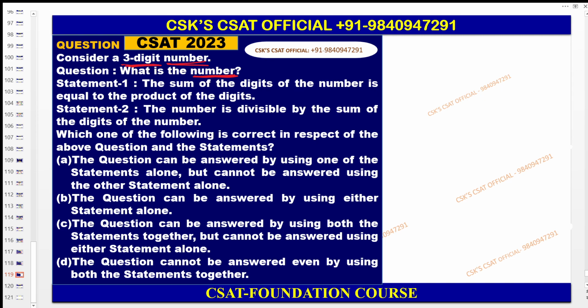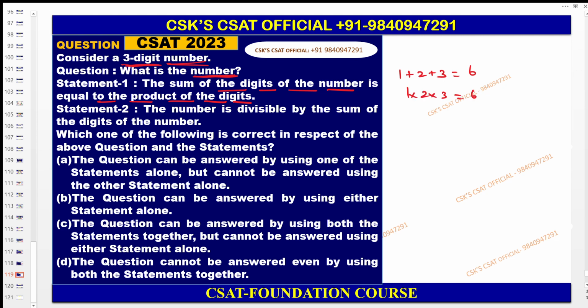Okay. What is the number? The sum of the digits of the number is equal to the product of the digits. These things you have all learned. 1 plus 2 plus 3, the sum of the digits is equal to 6. 1 into 2 into 3 is 6.